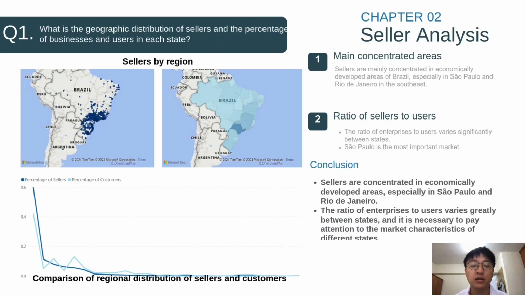The next part is the seller analysis. First, we looked at where the sellers are located and the ratio of businesses to users in each state. Most sellers are in wealthy areas, especially São Paulo and Rio de Janeiro. The ratio of businesses to users in each state is very different. So we need to think about the unique market features of each state.